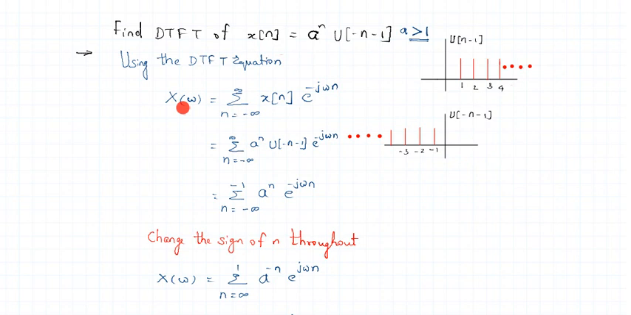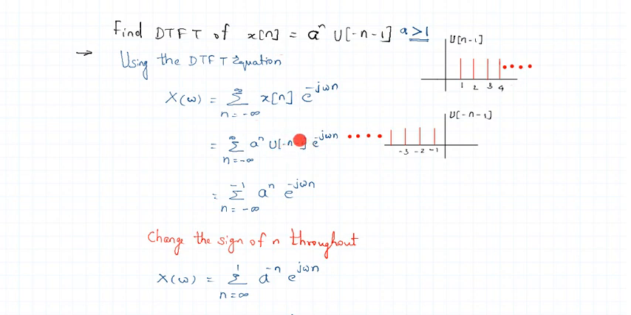So let us start with the DTFT equation. We have X(omega) equal to the sum over n from minus infinity to plus infinity of x[n] e^(-j omega n). This is the DTFT equation. Let us substitute the given signal x[n]. The given signal x[n] is a^n u[-n-1]. We have been asked to find its DTFT.